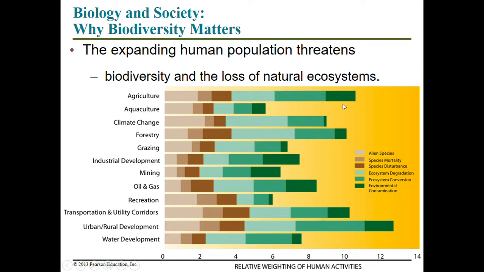And you can see all of these proportions just in this chart with agriculture, aquaculture, climate change, forestry, grazing, industrial development, mining, oil and gas, recreation, transportation and utility corridors, urban and rural development, and then water development. So just look at these different proportions here on your own time and see how we've affected it.